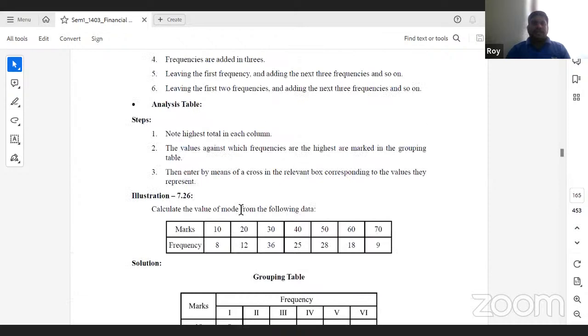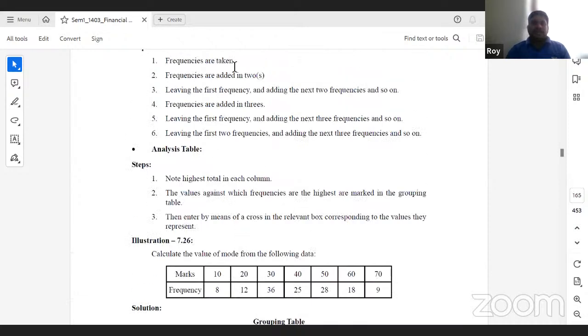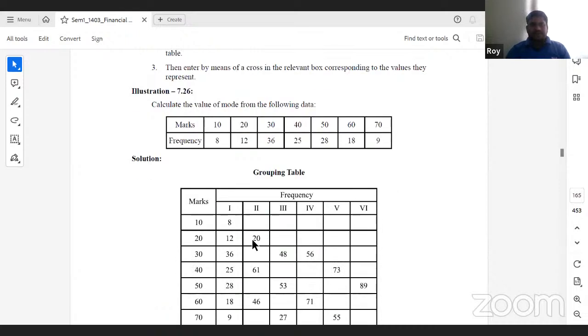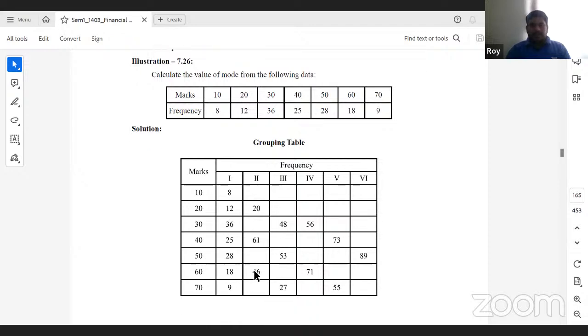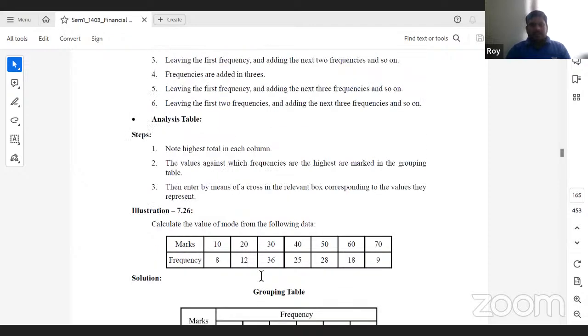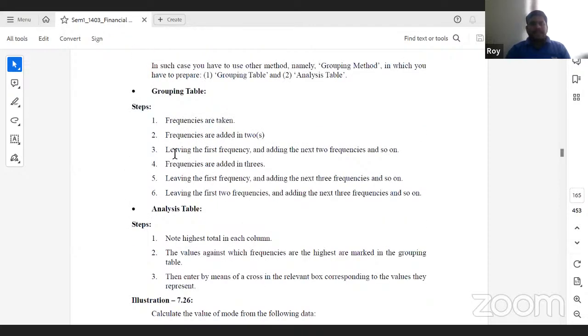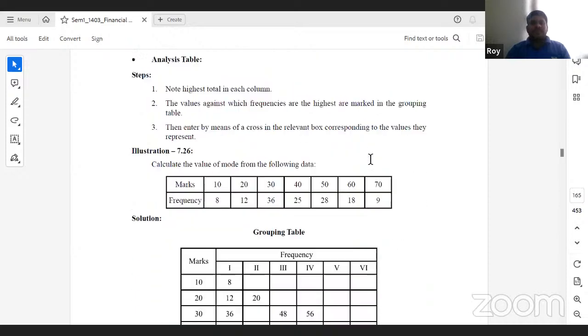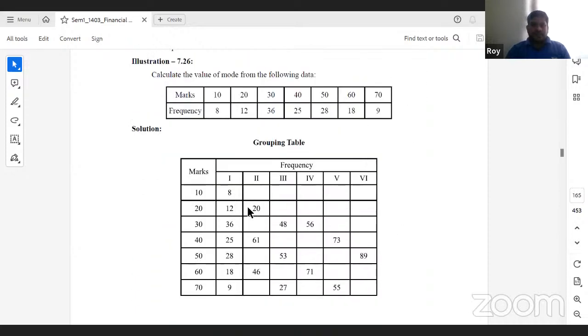If you understand this, you will understand that. First, frequencies are taken and added in twos, this two and this two and this two. In the next line, leaving the first frequency, adding the next two frequencies and so on. Leave this first one, add the next two frequencies: 48, 36, 53, 25.